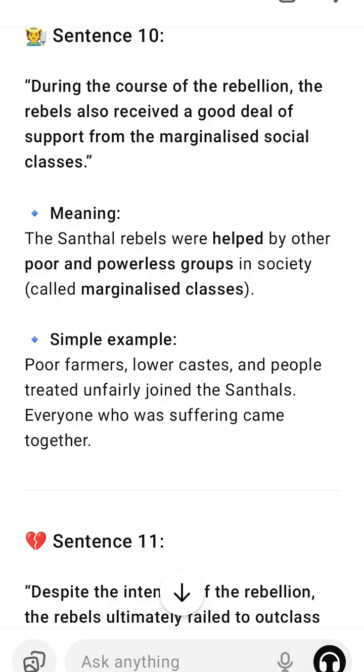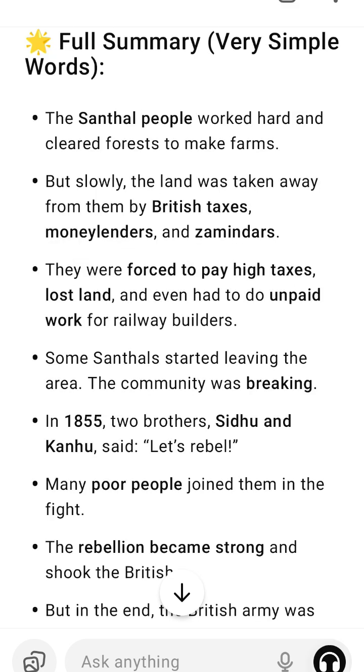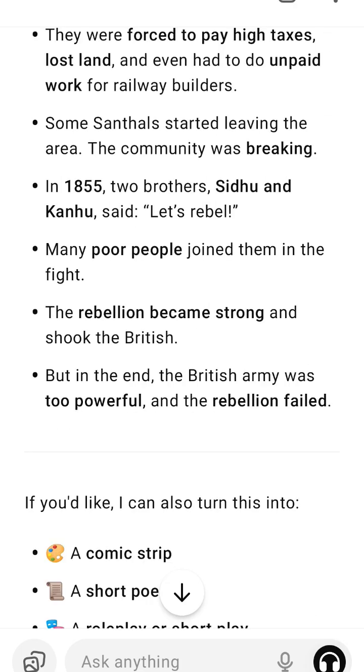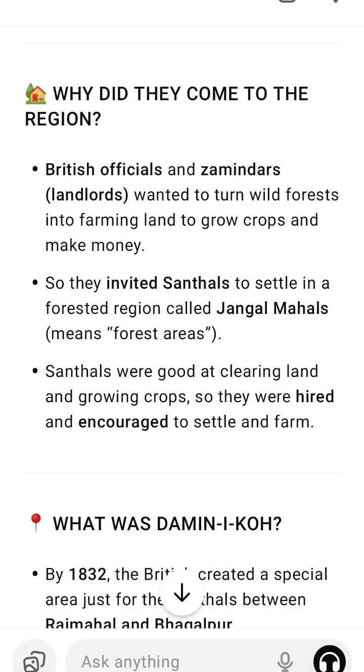Why did they come to the region? British officials and zamindars, landlords, wanted to turn wild forests into farming land to grow crops and make money. So they invited Santhals to settle in a forested region called Jangal Mahals, means forest areas. Santhals were good at clearing land and growing crops, so they were hired and encouraged to settle and farm.